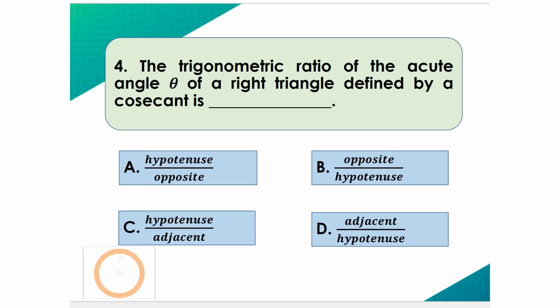4. The trigonometric ratio of the acute angle theta of a right triangle defined by a cosecant is A. Hypotenuse over opposite. B. Opposite over hypotenuse. C. Hypotenuse over adjacent. D. Adjacent over hypotenuse. The correct answer is A. Hypotenuse over opposite.